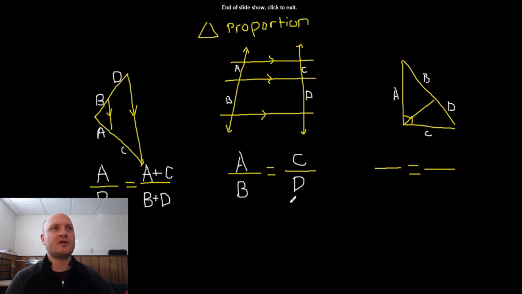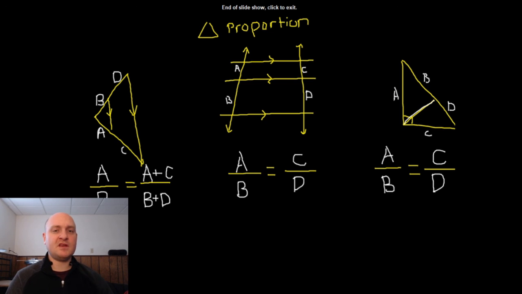This one's a lot more clear-cut. I would claim that one of the proportions you can create out of this image is A over B equals C over D. Finally, what could we do over here with this one? The most straightforward proportion we can make out of this one is A over B equals C over D. Again, mirroring the kind of look that we have for the proportion in the previous one.